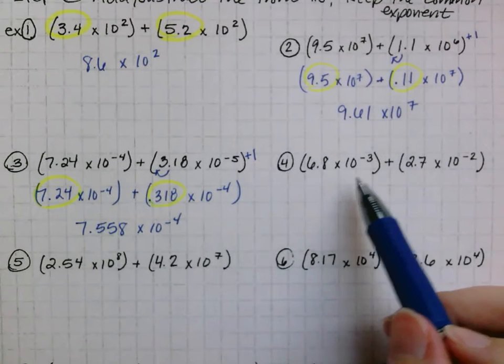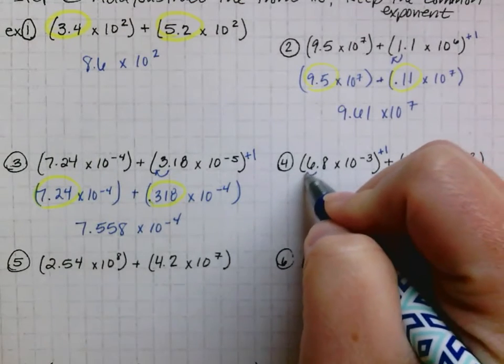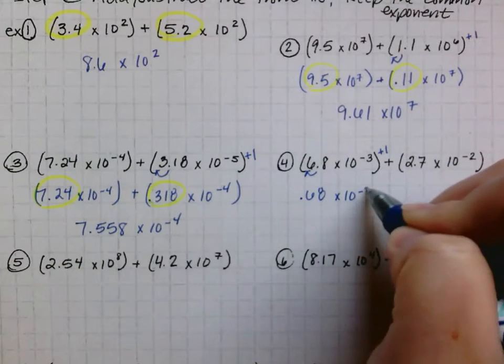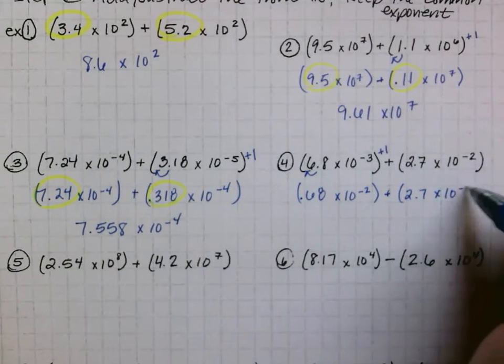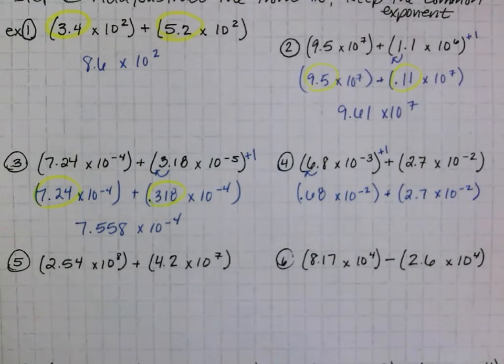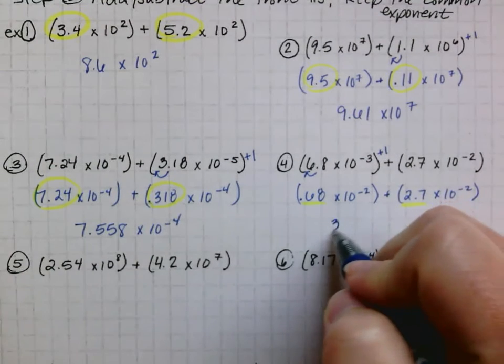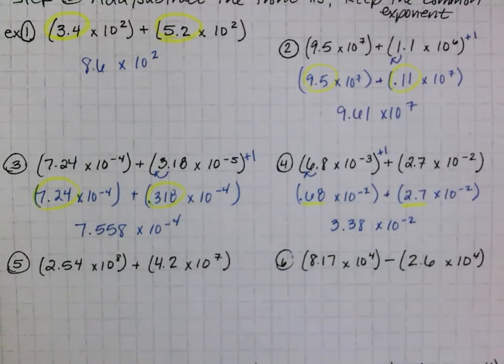In number 4, when we look at the powers first, -3 and -2. -2 is the larger one, so I want to match that. So I'm going to add 1 to the -3, which means I have to move my decimal to the left once. So we'll take 0.68 times 10 to the -2nd plus the 2.7 times 10 to the -2nd, which doesn't change. And then we will take our front numbers and add those two, which will give us 3.38 times 10 to the -2nd. We'll keep the power, and this is already in proper form in between 1 and 10.